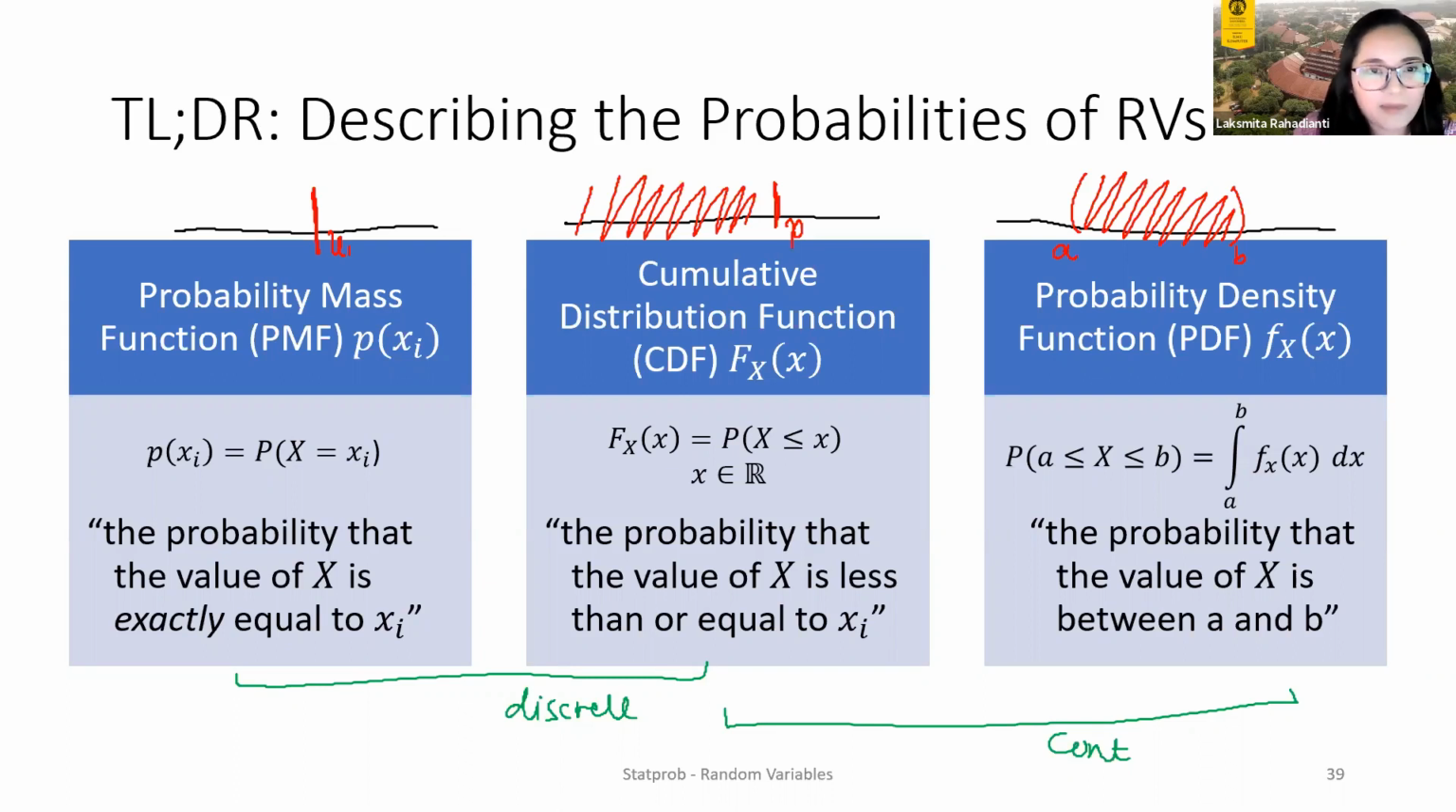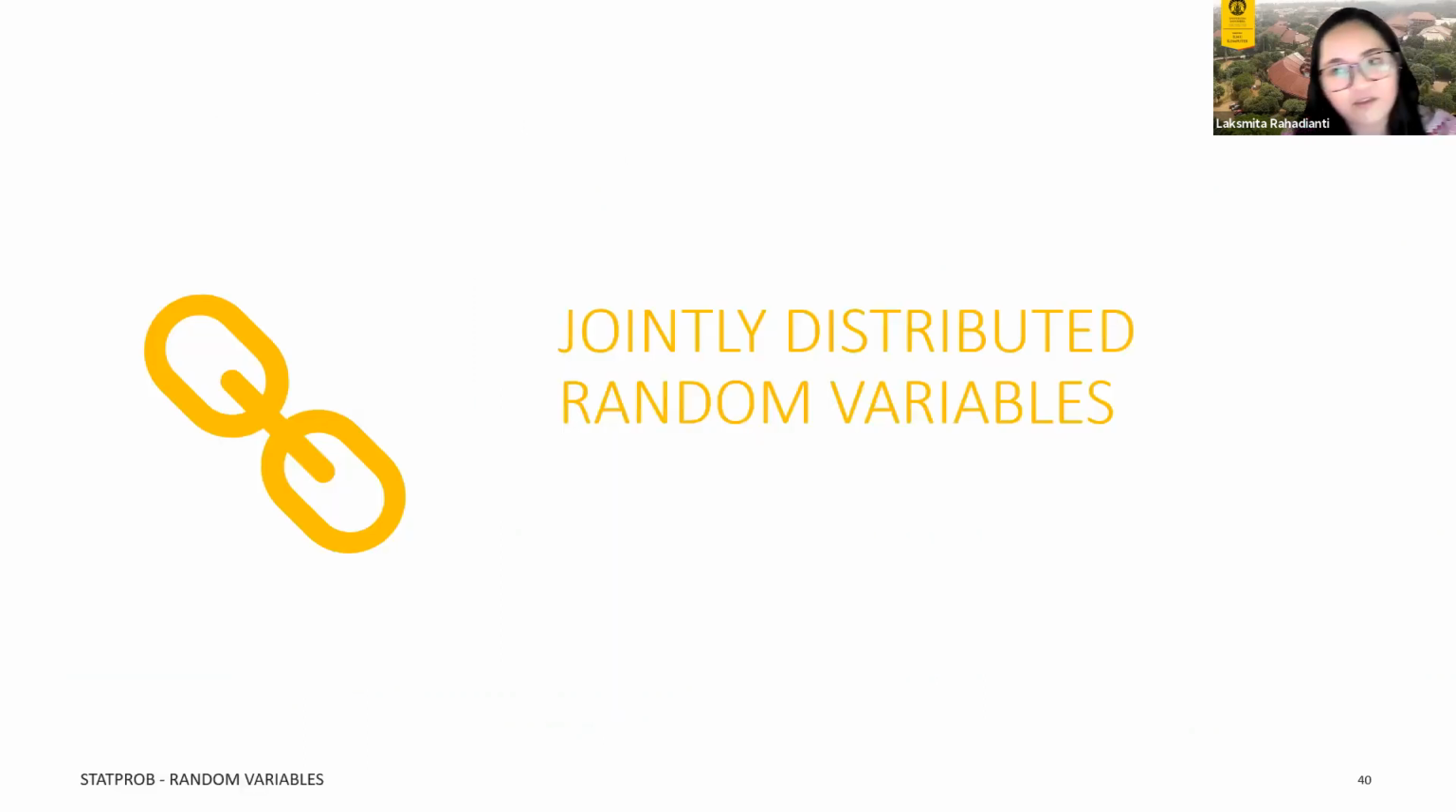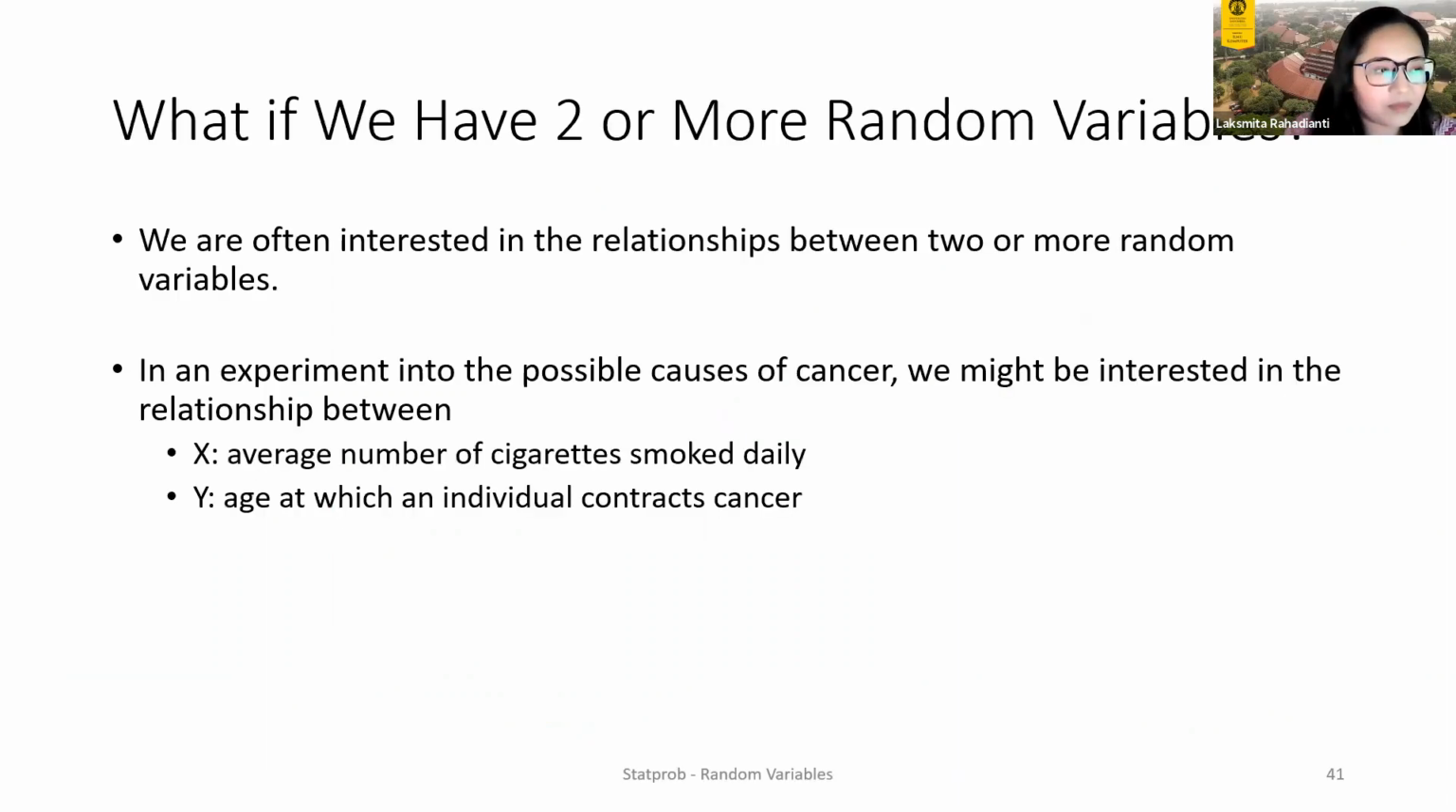Is this going to come up again this week? Yes, unfortunately, all of those friends are going to come up again in this week's chapter, starting from jointly distributed random variables.